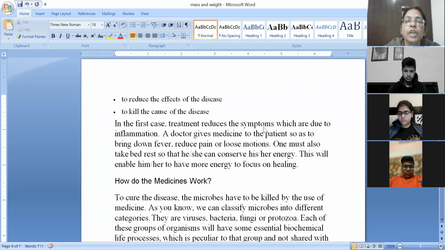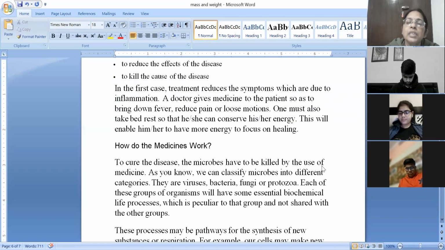The symptoms which are due to inflammation, the treatment reduces them. A doctor gives medicine to the patient so as to bring down the fever, reduce pain, or stop loose motions. One must also take bed rest so that he can conserve his energy, and this will help him to have more energy to focus on healing.